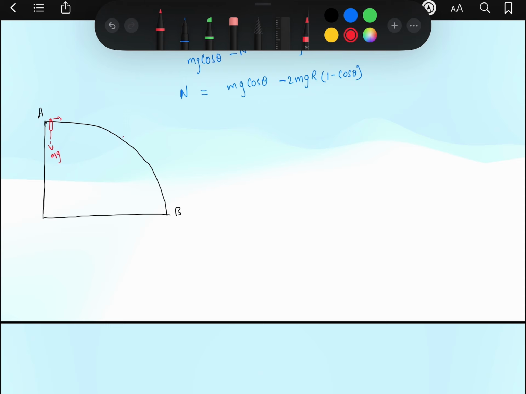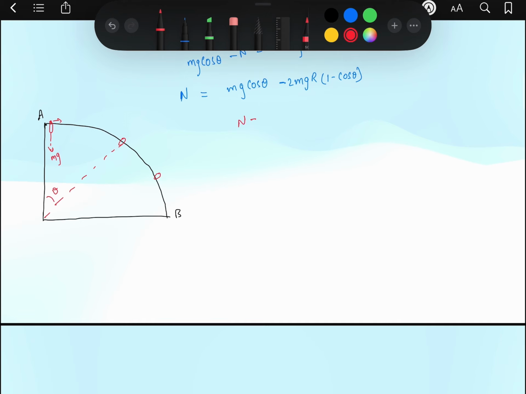There will be some intermediate situation where this normal force will become 0, and there will not be any type of contact between this wire and this bead. And after that there will be a situation when the inner side of this bead is in contact with this wire frame. Okay, so let me calculate at some angle theta the normal force between this bead and this wire frame is 0. So what will be the value of this angle theta?